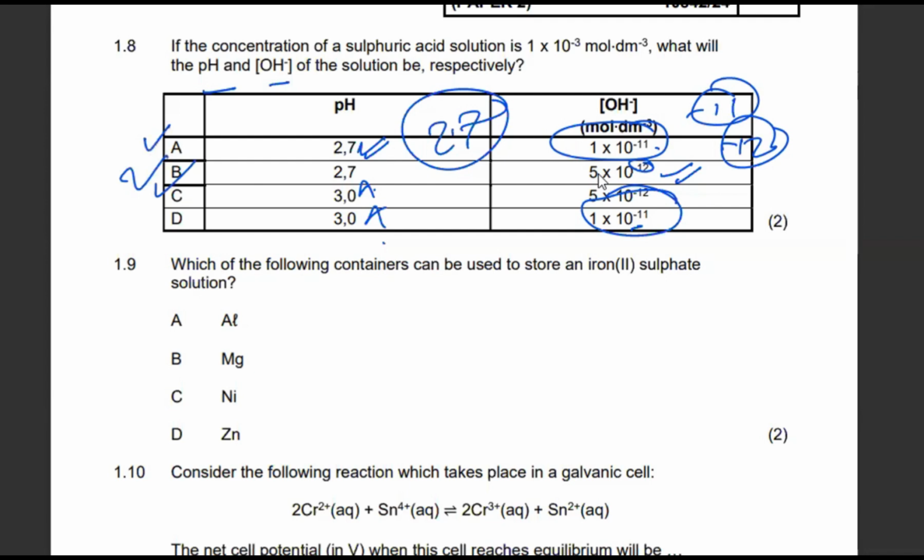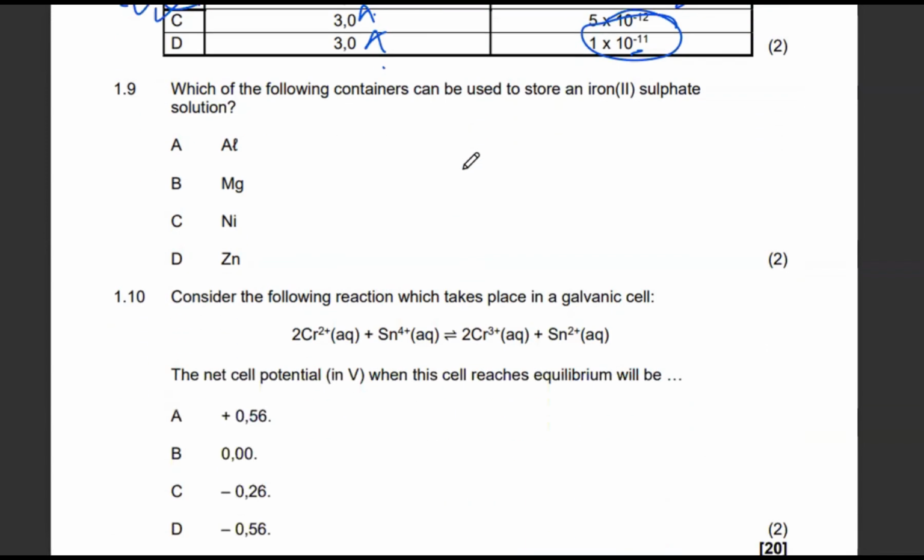So maybe they will give both of them. So the person who wrote this and the person who wrote that are supposed to get those 2 marks, unless the question was saying which one of the following is the most correct answer.